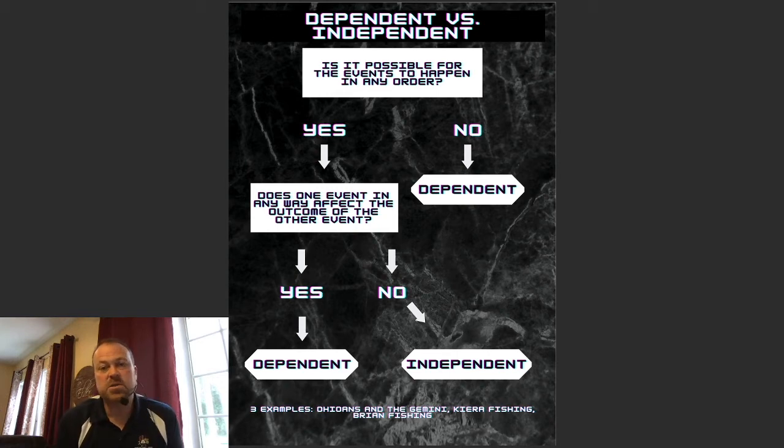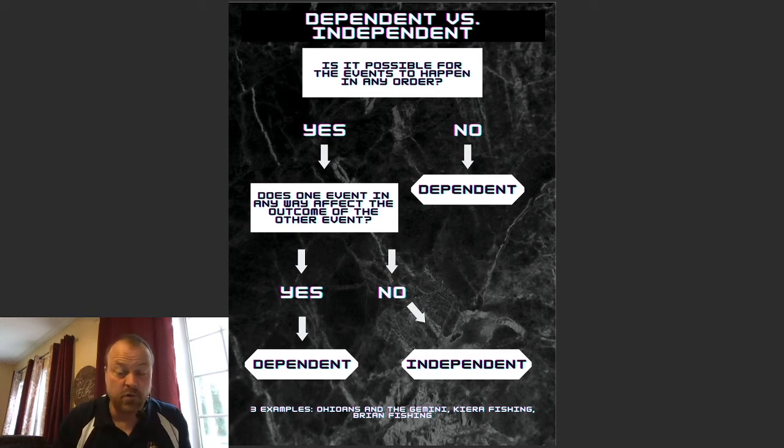For dependent versus independent, you first have to ask yourself a question. Is it possible for the events to happen in any order? If that is not possible, then we're definitely talking about dependent events. So let's take event A and event B. If it is not possible for them to happen in any order, for instance, if event A has to happen before event B can happen, then B is dependent upon A. You cannot drive a car before you have gasoline.